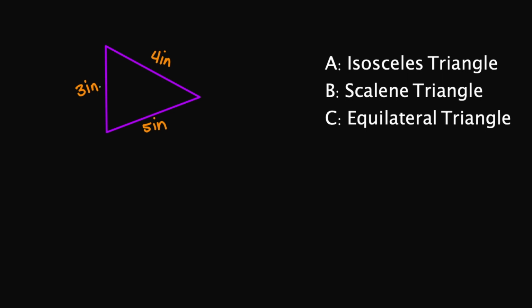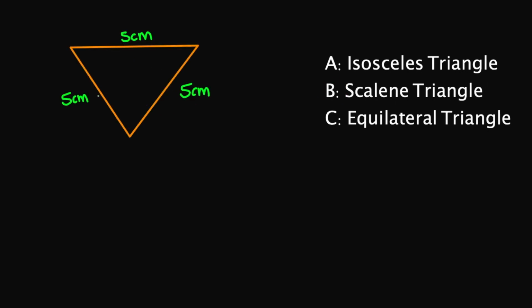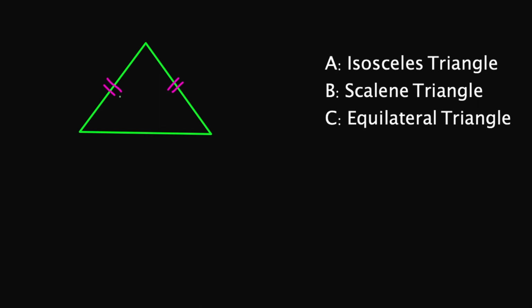This example here is also an example of a scalene because none of my sides are equal. So since none of my sides are equal, then the answer here is B for scalene triangle. This example here, since all of my sides are equal, this is an example of an equilateral triangle. What if I had something like this? For this example here, I have two slashes that are going through my lines here, indicating that I have two sides that are equal. Since I have two sides that are equal, is this going to be an isosceles triangle, a scalene triangle, or an equilateral triangle?